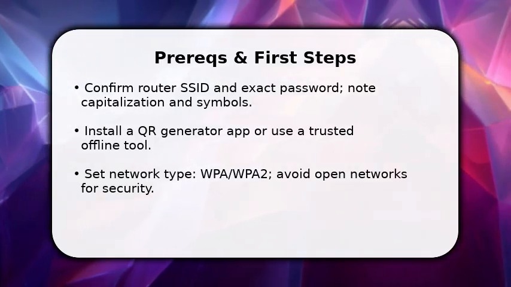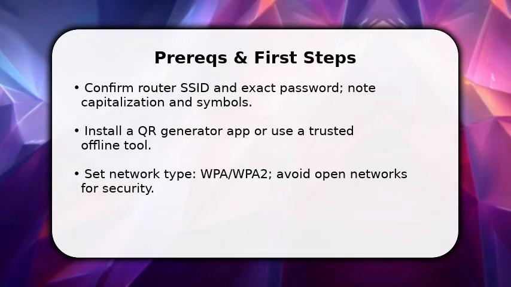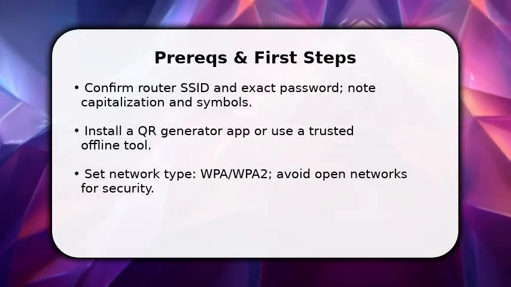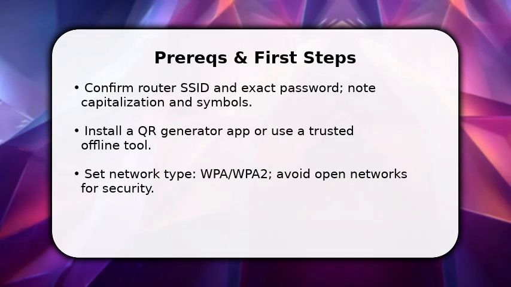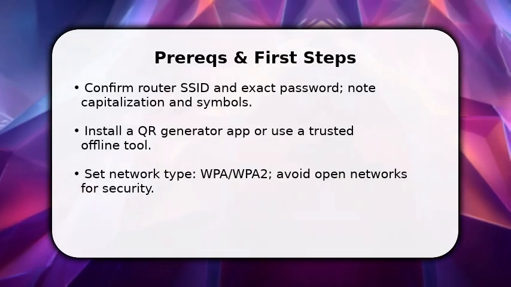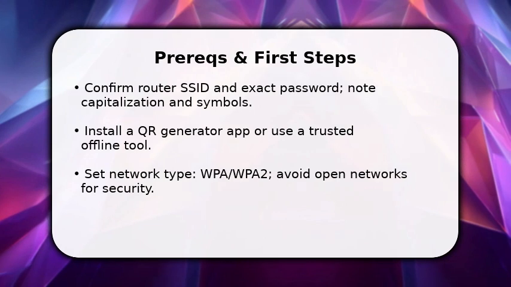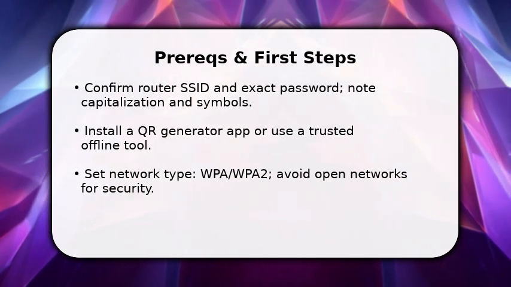Make sure you enter the SSID exactly, including capitalization and special characters. After verifying the password text, set the hidden network flag if your SSID isn't broadcast. Generate the QR visually and preview it.